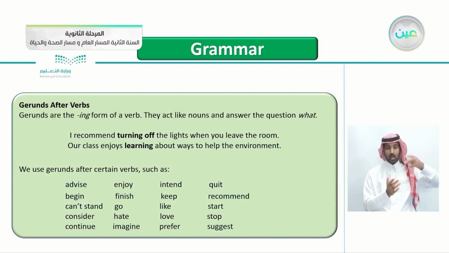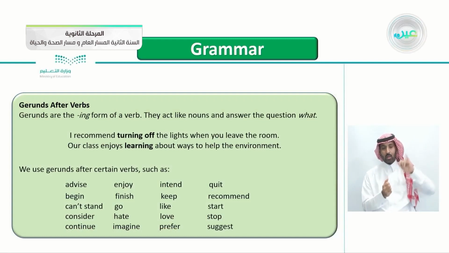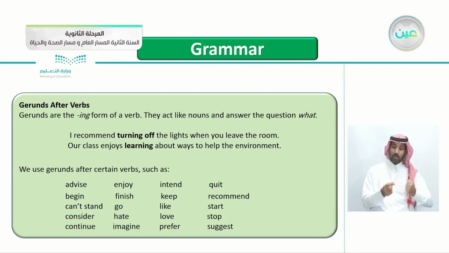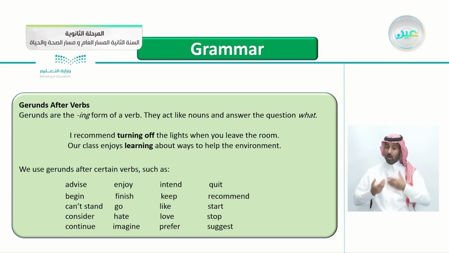Gerunds after verbs. Gerunds, the ing form, after verbs. So gerunds are the ing form of a verb. They act like nouns. So they are not nouns in themselves. They act like nouns and answer the question what. For example here, I recommend turning off the lights when you leave the room. So I recommend, this is the verb here, turning off, this is the gerund here. Our class enjoys learning about ways to help the environment.